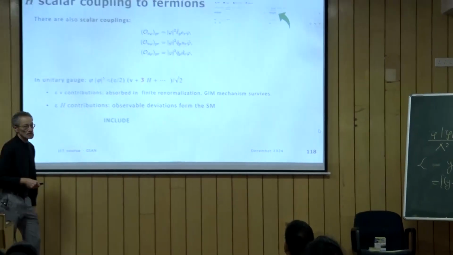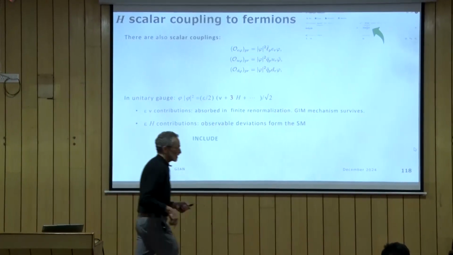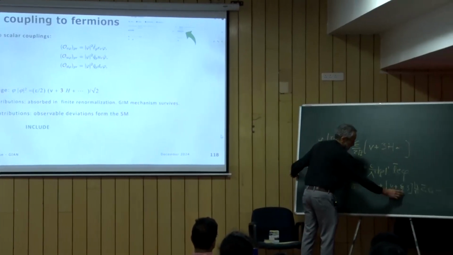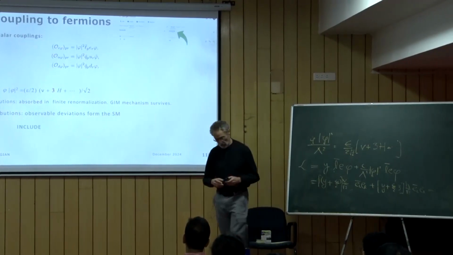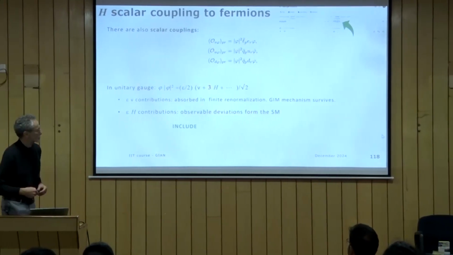These are not necessarily as well measured as one would like, because, I'm sorry, the masses are very well measured. This coupling is not very well measured, the one of the Higgs to the fermions. In fact, that's one of the goals of the LHC.